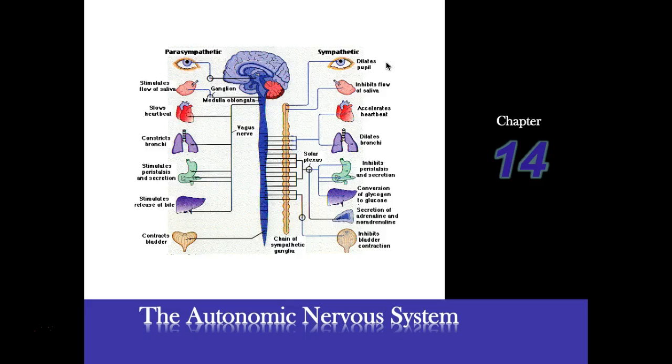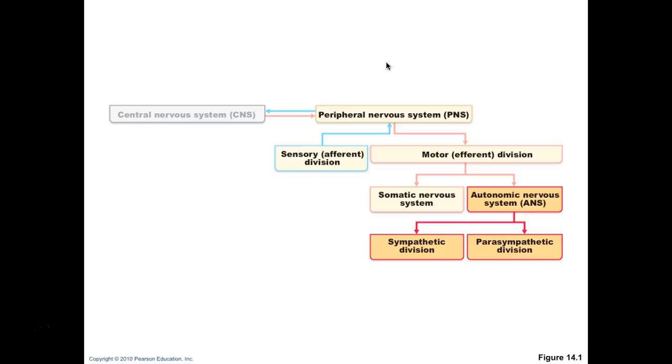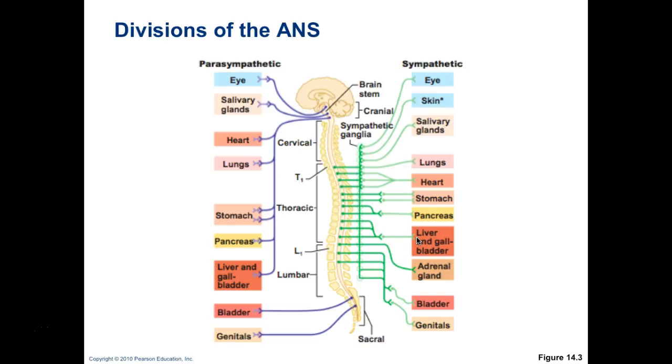Okay, so now we're going to go into chapter 14, and I'm going to try and keep this a little short. We'll talk about details in class. But our autonomic nervous system is broken into a sympathetic and parasympathetic division. So let's talk about some of the differences between these. Of course, your parasympathetic nervous system, you know this as your rest and digest response, whereas your sympathetic is your fight or flight response.